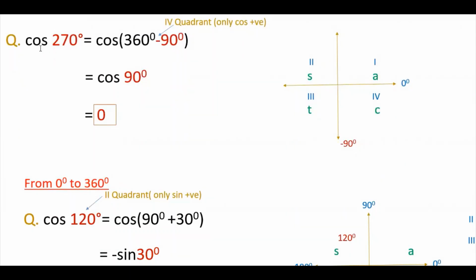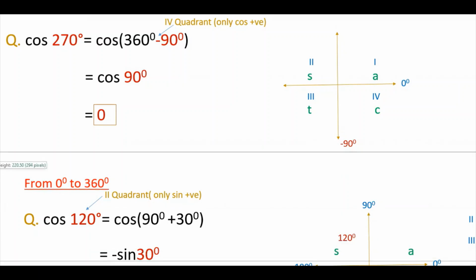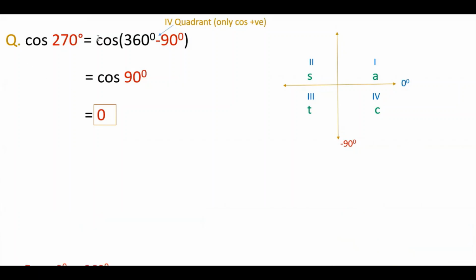Next one, cos 270 degrees. 270 degrees is also near to 360, but it is below 360. So you have to write this as cos of 360 minus 90 degrees, that is 270 degrees. Minus 90 degrees is in the fourth quadrant. In the fourth quadrant, cos and secant are positive. So here it is cos, so it is positive, and no need to put a minus sign. Cos 90 degrees is 0.